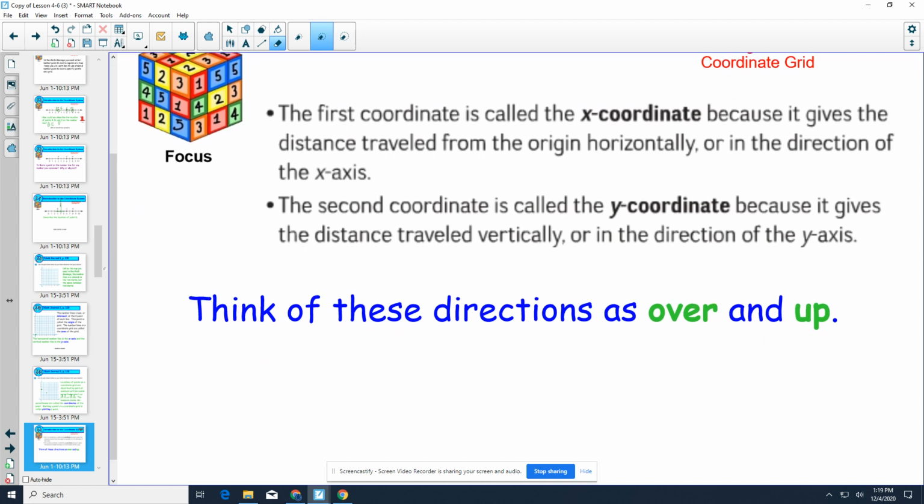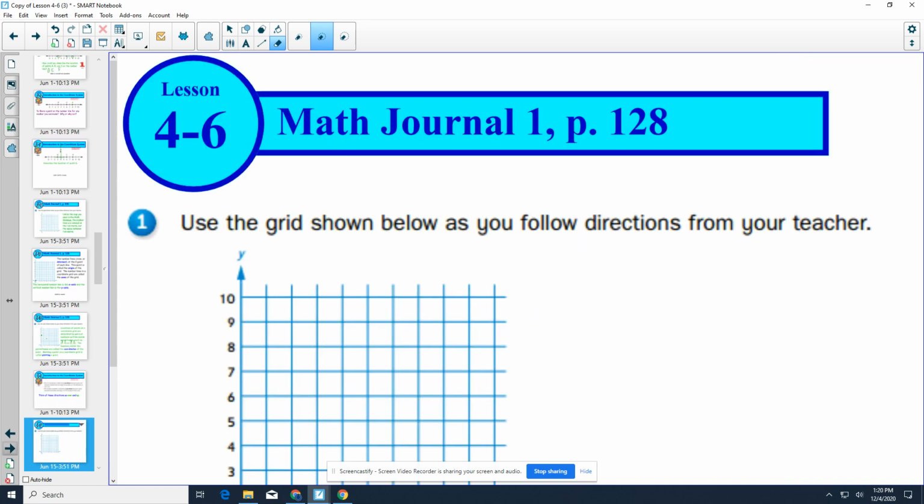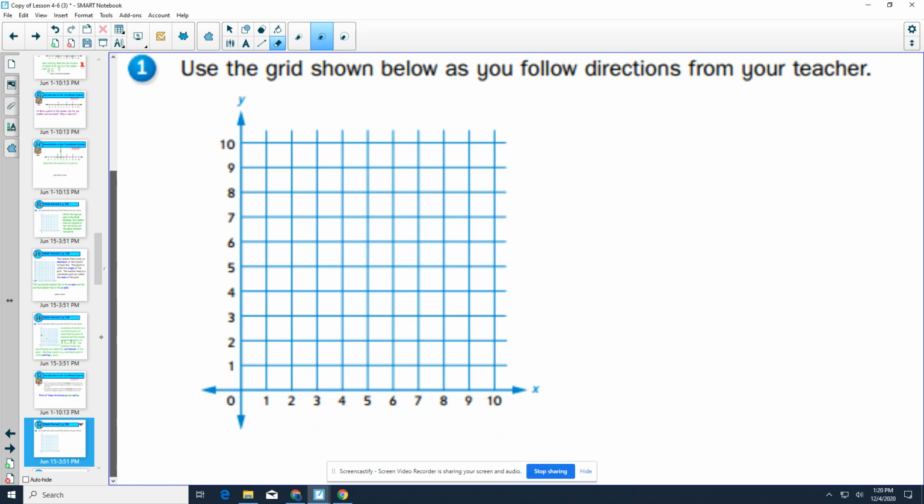So the first coordinate is called the x-coordinate because it gives the distance traveled from the origin horizontally, or the direction of the x-axis. In our case, which is the first quadrant, the first number you're always moving to the right. The second coordinate is called the y-coordinate, and you're moving vertically. In our case, for our graphs, you're only going to be moving up. So think of the directions as over and up. All right.